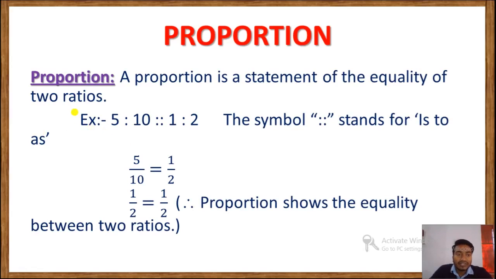Here we have the example: 5 is to 10 as 1 is to 2. The symbol you can see here stands for "is to as". We can write this as 5 by 10 is equal to 1 by 2. When we reduce the terms, 5 ones are 5 and 5 twos are 10, so from here also we get 1 by 2. So 1 by 2 is equal to 1 by 2. That means these two ratios are in proportion. Understood? Therefore, a proportion shows the equality between two ratios.